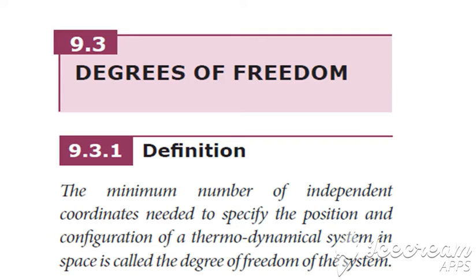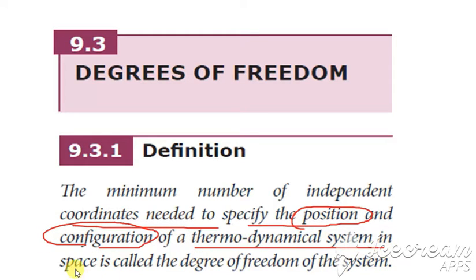The next topic we are going to see is about degrees of freedom. What is meant by degrees of freedom is the minimum number of independent coordinates which is needed to specify the position and configuration of a thermodynamical system in space. That is called a degree of freedom. So how many minimum number of coordinates are needed?